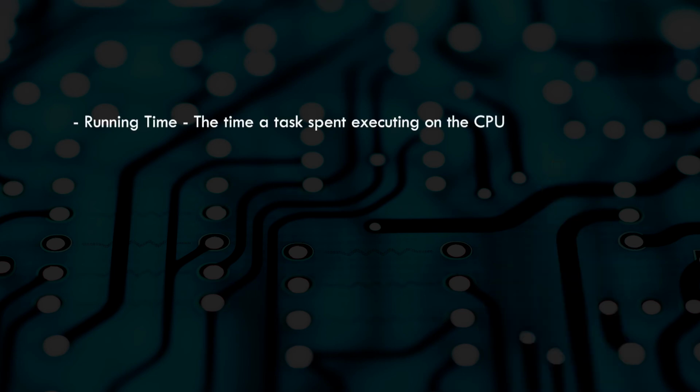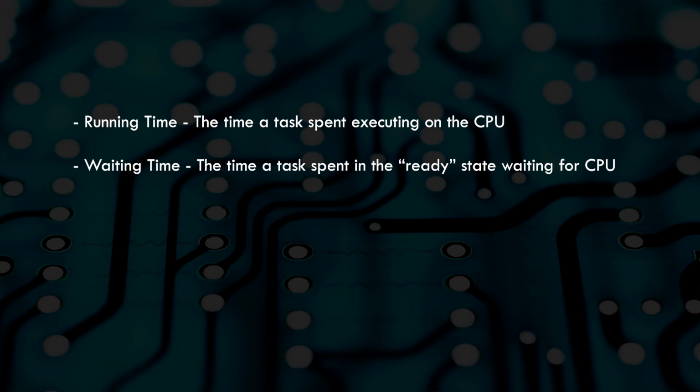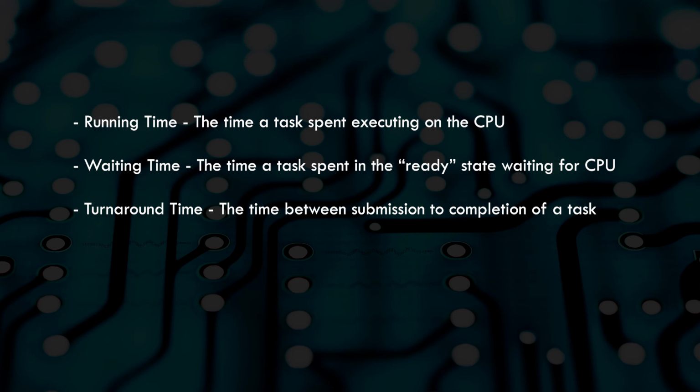Before looking at the results, I should explain a few terms. Running time is the time the task spent executing on the CPU. Waiting time is the time a task spent in the ready state waiting for a CPU. And turnaround time is the time between submission to completion of a task.